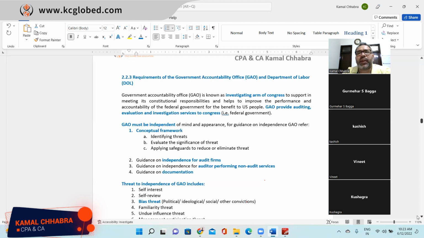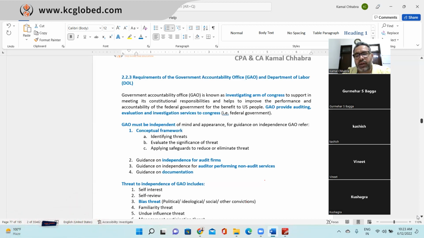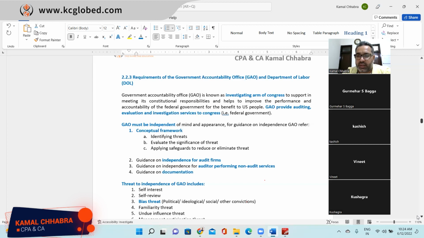For example, a family member or close relative might have received a financial interest in an entity through inheritance. What safeguard will you apply? As mentioned in the independence rules, you need to dispose of those investments or securities within 30 days, either by sale or by donation. Those kinds of safeguards you need to apply to reduce or eliminate the threat to independence if you find any.